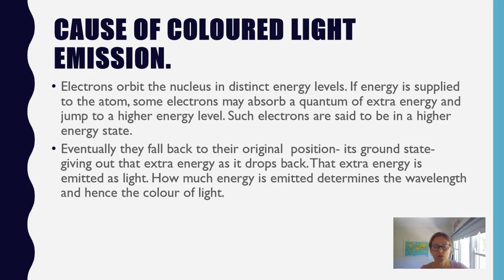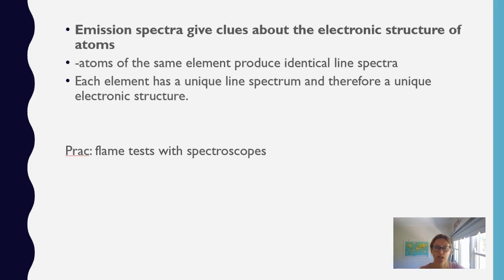I know some people have asked that already. Electrons orbit in distinct energy levels. If we provide some energy to those, they jump up, then they jump back down to their ground state eventually, giving out energy in the form of light, and different colored lights as it goes. We can pass those through what we call a spectrophotometer, through a prism, and it will produce a spectrum for each one of those elements.